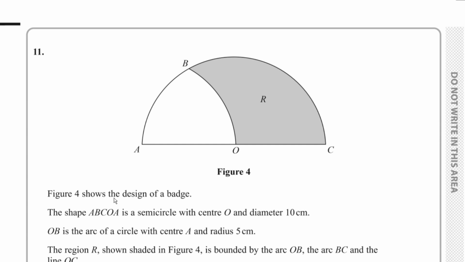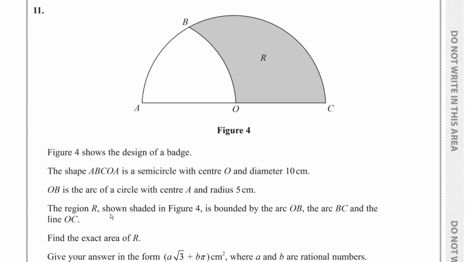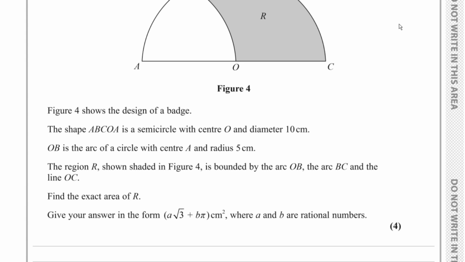Question number 11. Figure 4 shows the design of a badge. The shape ABCOA is a semicircle with center O and diameter 10 cm. OB is the arc of a circle with center A and radius 5 cm. The region R, shown shaded in figure 4, is bounded by the arc OB, the arc BC, and the line OC. Find the exact area of R. Give your answer in the form a root 3 plus b pi centimeters squared, where a and b are rational numbers.